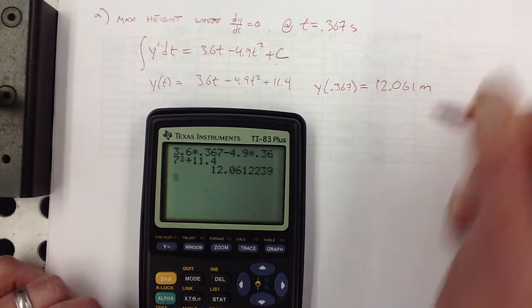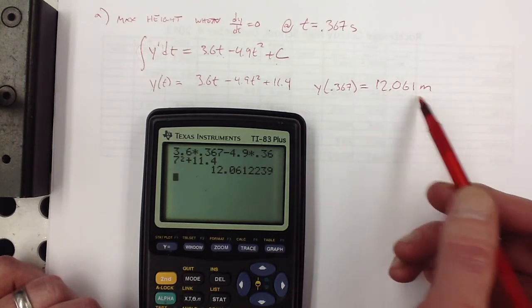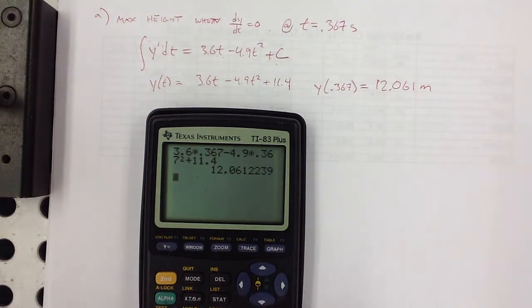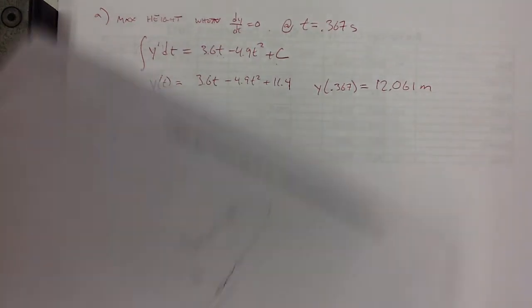0.061 meters. So she started here and she went a little bit higher, about, let's say, half a meter or so, and then she starts to go down from there. That seems like a pretty reasonable answer. Okay, part B.